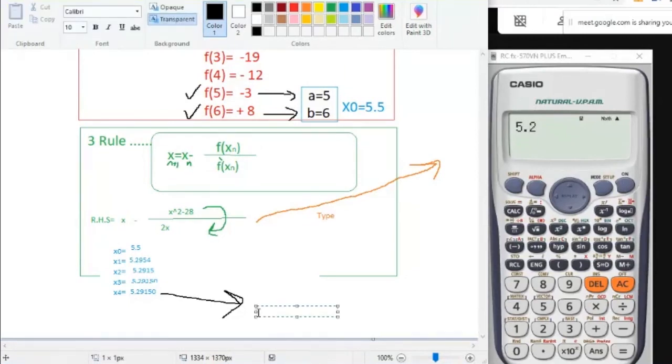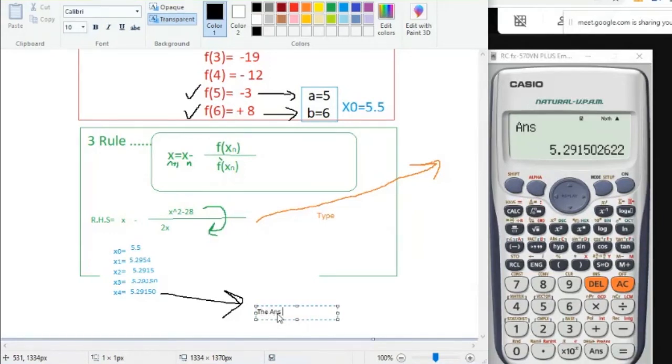Then the final answer here, can you give it to me? The final answer equal to what? 5.2915.